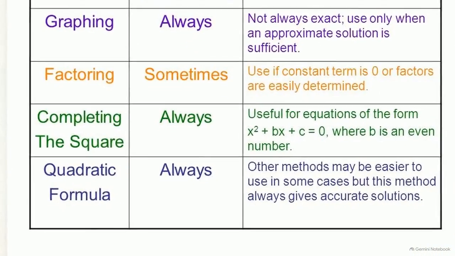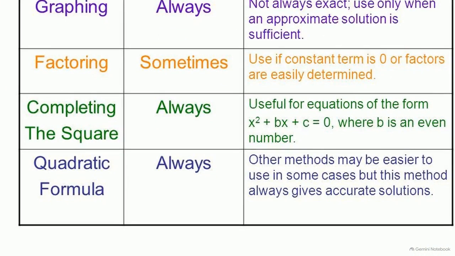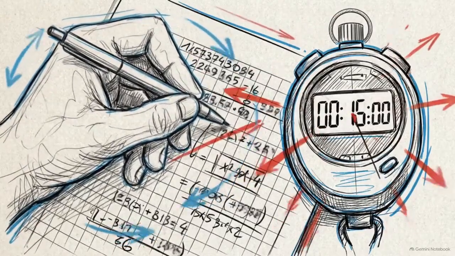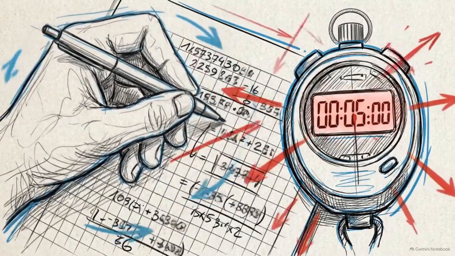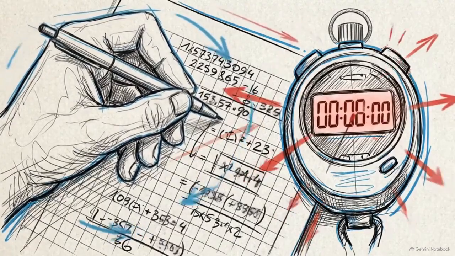For a student cramming for a test tomorrow morning, ignore completing the square. Focus your mastery on factoring and the quadratic formula to survive. Spend exactly 30 seconds attempting to factor. If the numbers don't reveal themselves immediately, bail out and deploy the formula.